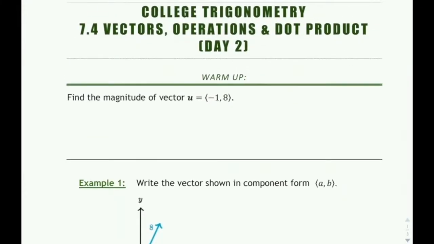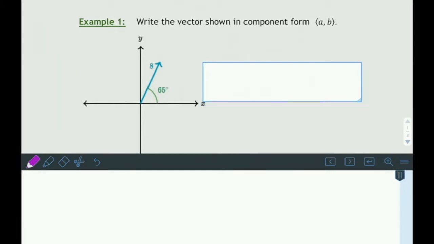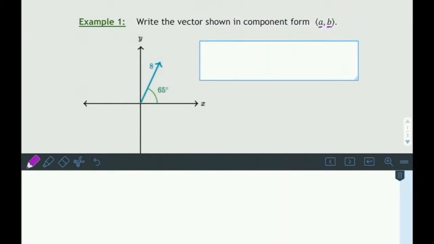All right, we're going to do some more things with vectors today. I'm going to skip the warm-up and jump straight into the new stuff. If you want to write this vector that's shown in component form, you actually did this yesterday, even if you didn't quite think about it like that. You found your horizontal and vertical components A and B independently at least. We're just going to make sure you write it as a vector in component form when you get all said and done.